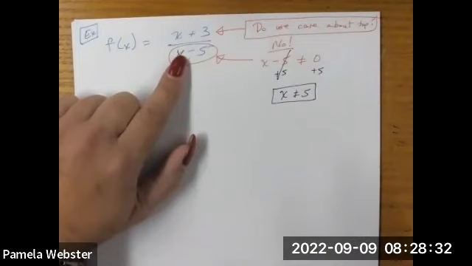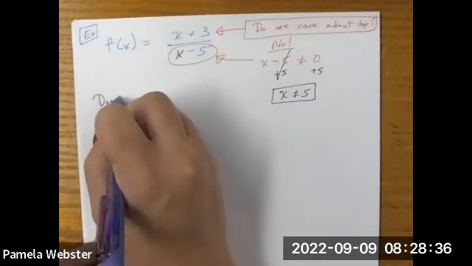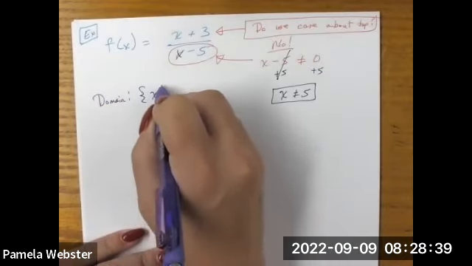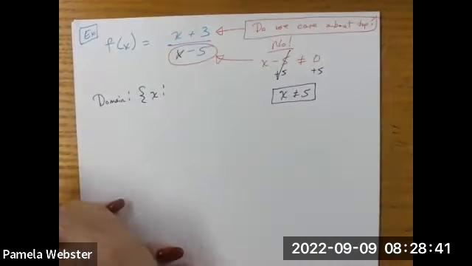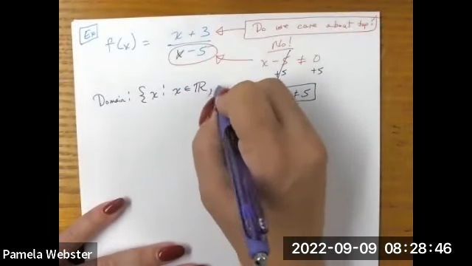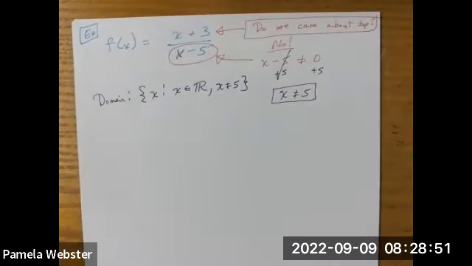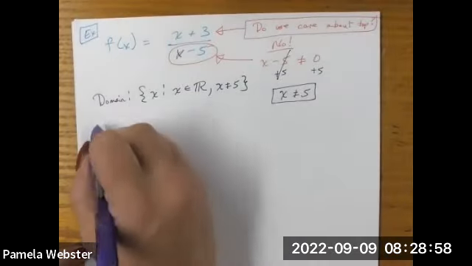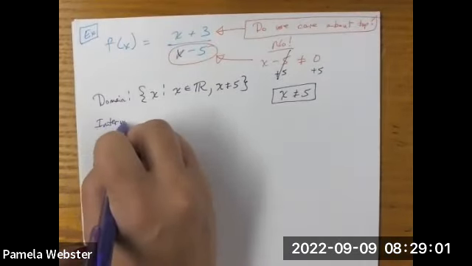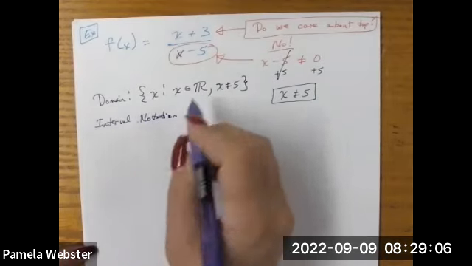So when I go to look at domain, I can say domain can be all x's, the set of all x's, such that x is a real number, but x does not equal 5. Now that's the very mathy way to put that. If you were doing this in interval notation, which is different from this set builder notation, you're probably going to need to do interval notation in your homework and stuff like that.